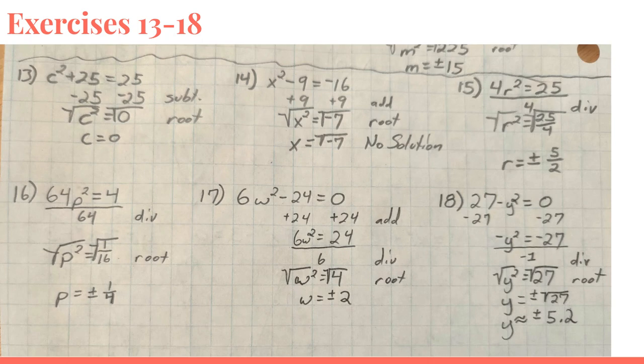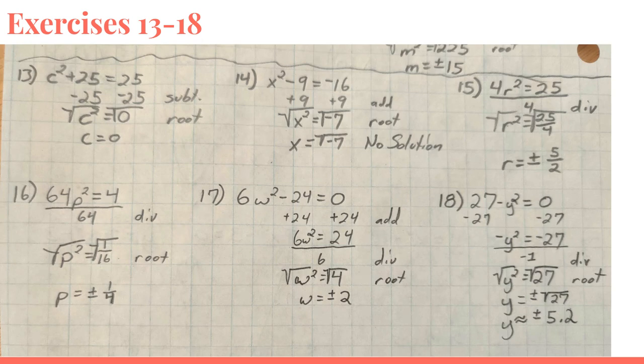13, subtracted 25 from both sides, ended up with a parent function. The only root is 0. 14, added 9 to both sides, ended up with the square root of -7. Now, as far as a real number is concerned, we have no solution when we're taking the square root of a negative number. So we're stuck here. If you had added 16 to both sides, you would have ended up with x squared plus 7. That's a y-intercept of positive 7, and then the x squared is positive, so it curves up. So you knew if you graphed this, it would also have no solution.